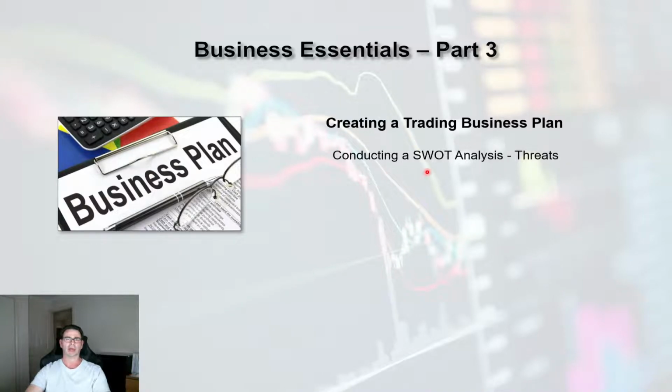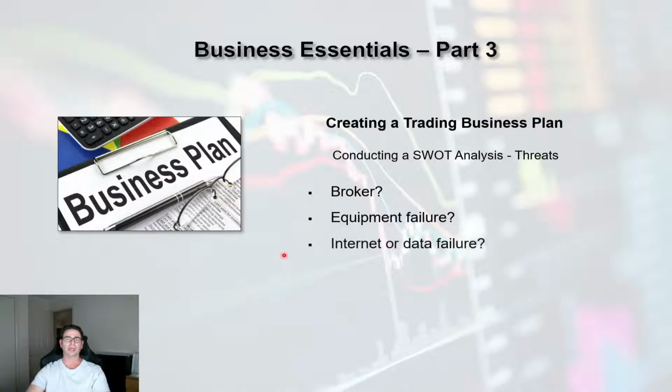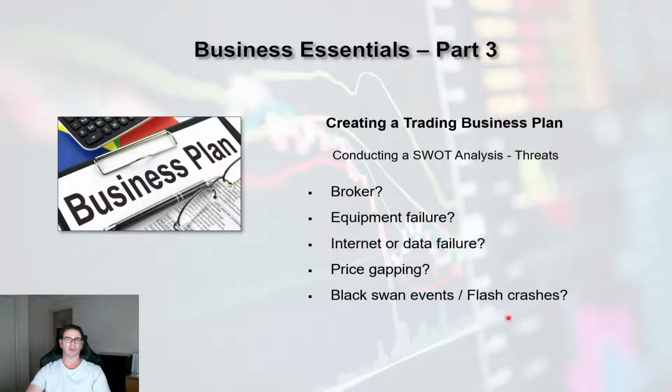So continuing on with our SWOT analysis, what are the threats to the trading business? One of those obviously would be the broker. So how do we go about minimizing this broker threat? Equipment failure. How do we go about minimising this? Internet or data failure. How do we go about minimising this? Price gapping. How is that a threat, and what can we do to minimise this? When we have black swan events or flash crashes, how do we minimise this threat?